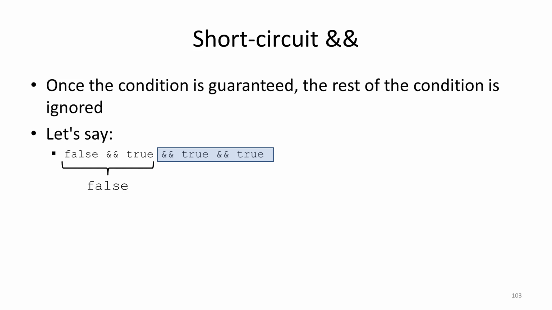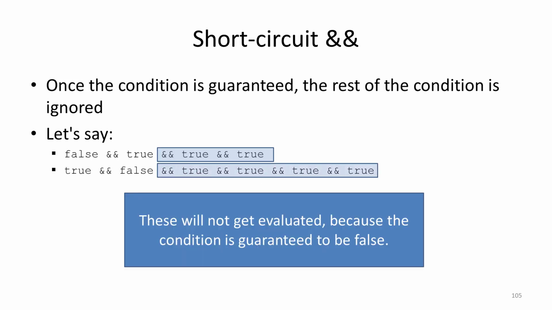Once the first AND is evaluated, it is guaranteed that this entire condition is false. It doesn't matter if there are 50 trues afterwards, because that very first one is a false, and that will just false everything else. And if we were to do that second example, true and false, and true and true and true, it doesn't matter if it's AND true the rest of the way, because you have that false there. At that point in the evaluation, it will not make a difference. So the rest of the expression does not get evaluated because the condition is guaranteed to be false.